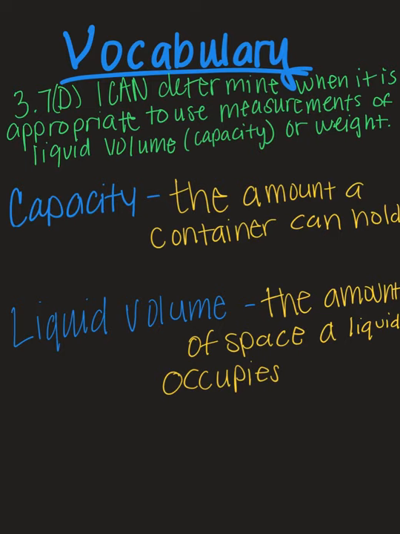We're going to start with our vocabulary, and our TEKS for the week is 3.7D, which is our I can statement. I can determine when it is appropriate to use measurements of liquid volume, capacity, or weight. Ms. Grigsby did the video for weight, and I am doing the video for liquid volume. The vocabulary for those are capacity, which is the amount a container can hold, and liquid volume, which is the amount of space a liquid occupies.